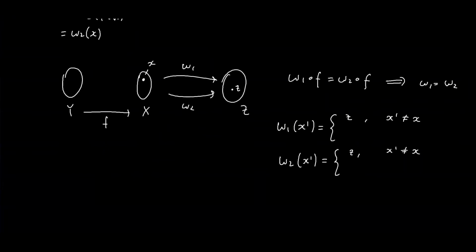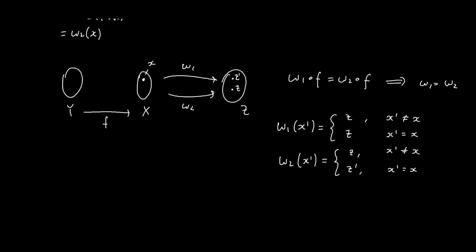And now the question is how to define w1 and w2 when x prime is equal to x. Any ideas there? For w1, you could just map x to z. And then for w2, you could pick another point z prime, and map x to z prime. Right. So we basically need a set Z with two elements. For example, this could be the empty set, and the set with the empty set as the only element. And then we define w1 and w2 this way.